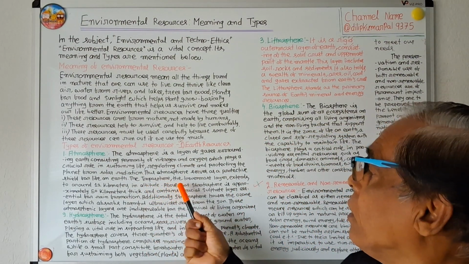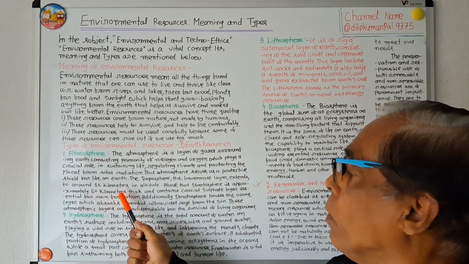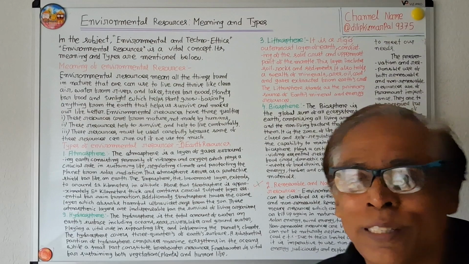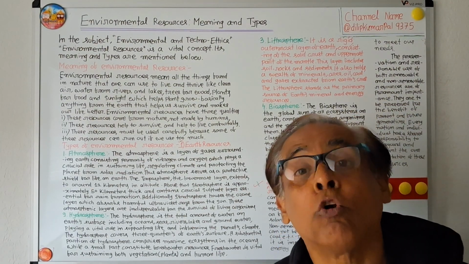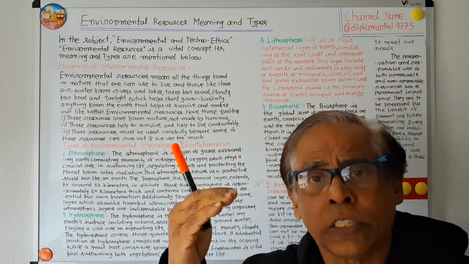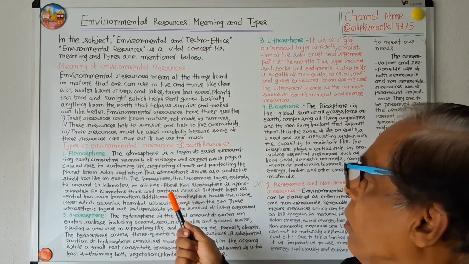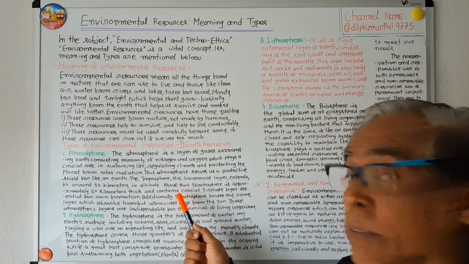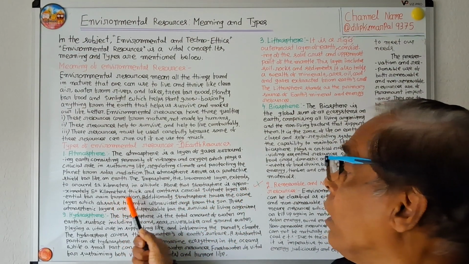The troposphere, the lowermost layer, extends to around 12 kilometers in altitude. The first layer of the atmosphere is the troposphere. It remains up to 11 kilometers above the earth. Above that, the stratosphere is approximately 50 kilometers thick.